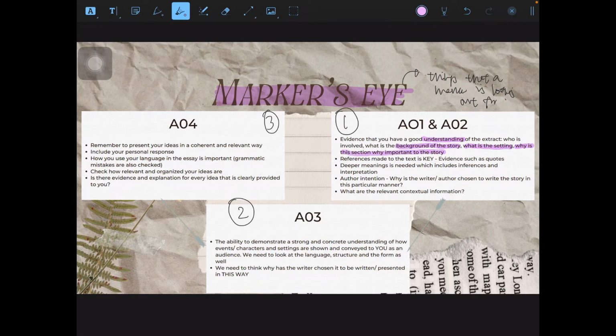So it's very important to have some idea of why this section is standing out from the rest of the story, and how this section shows an important or crucial part of the novel. Also, it's a good idea to show different references. For example, you can show quotes and evidence, have deeper meanings, which usually include inferences and interpretation. Think about the author's intention. So why did the author or writer choose to write the story in this particular manner?